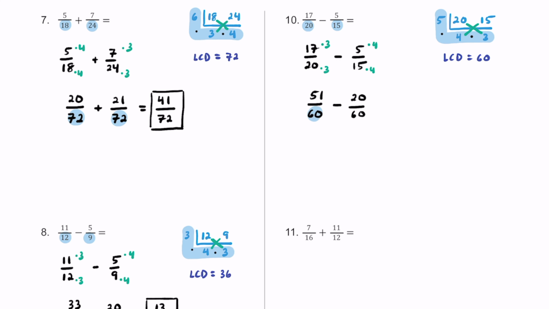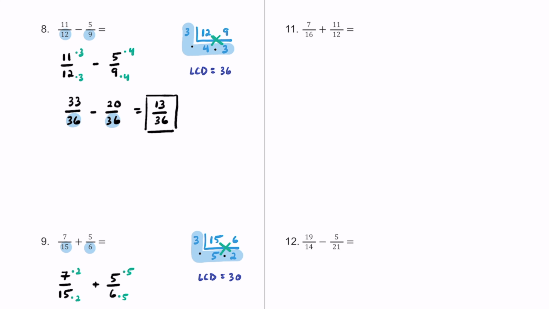So at this point, we do have the least common denominator of 60, so we can subtract 51 minus 20, that should just be 31. So we should have 31 over 60, and 31 is a prime number, and it's not a factor of 60, so 31 and 60 are relatively prime. This fraction cannot be simplified.